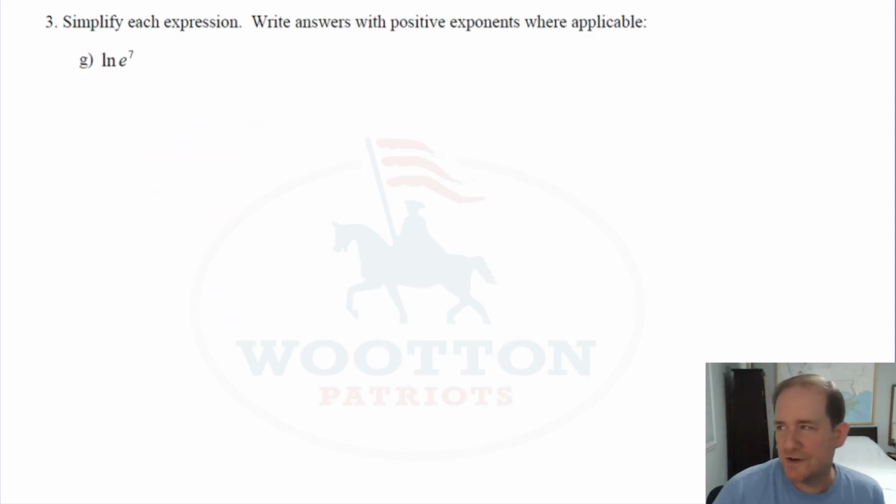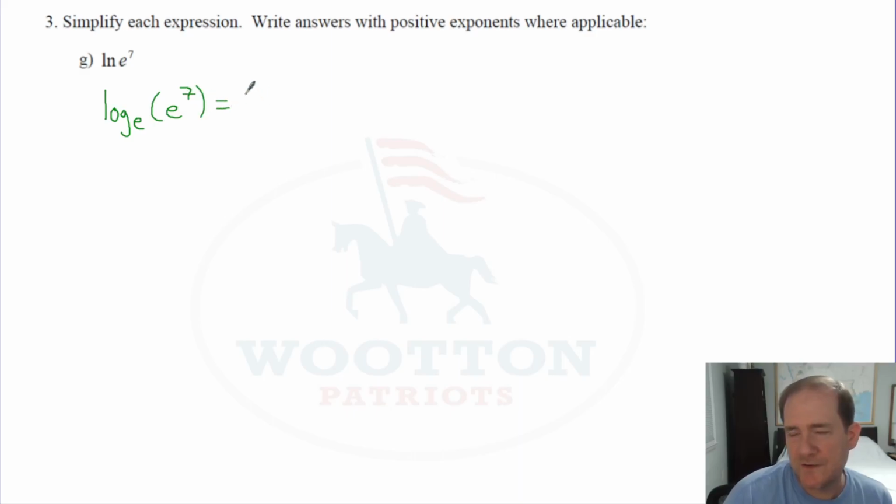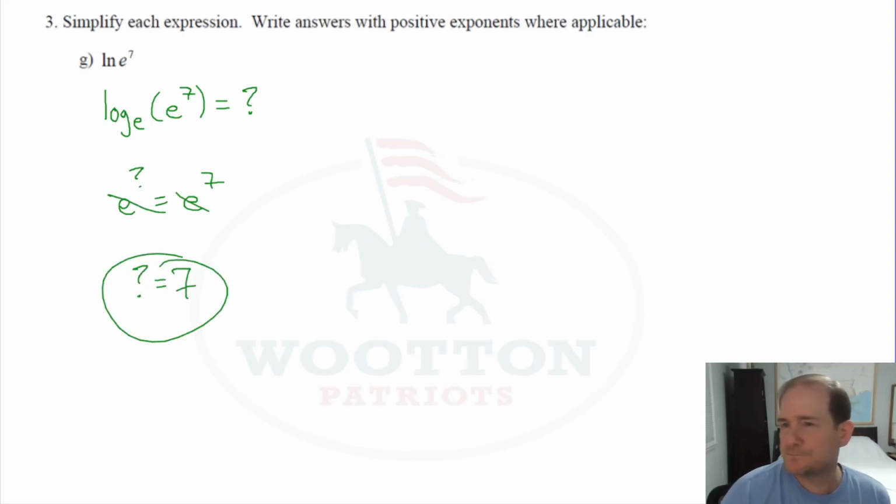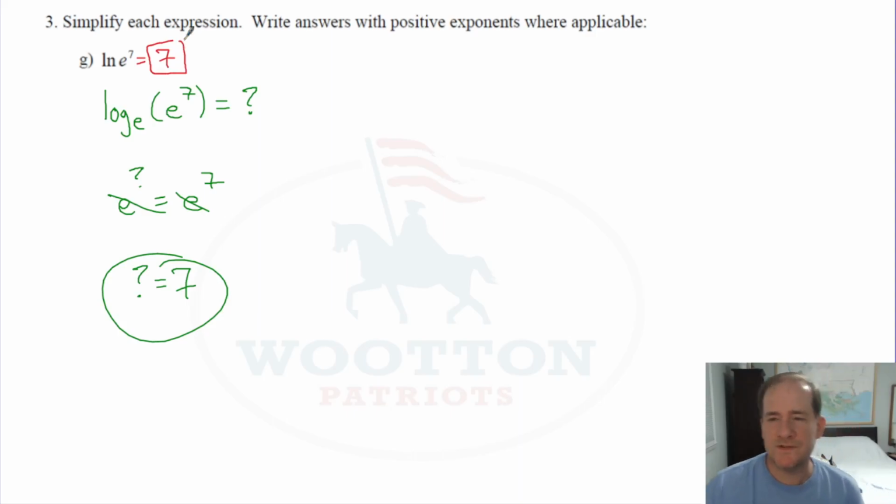What about g? G is even easier, because g is asking you, what is the log base e of e to the 7th? So again, if I was trying to find this thing's value, then they're just asking me, hey, e to what power is equal to e to the 7, at which point it becomes pretty clear that the mystery power that we're looking for is the number 7. So we're done. So this log has a value of 7. And that's it.